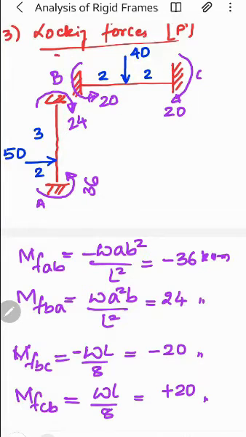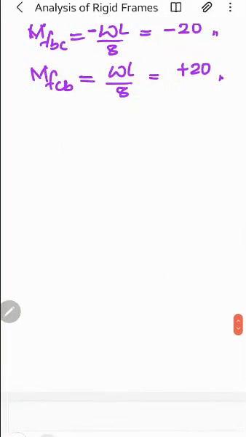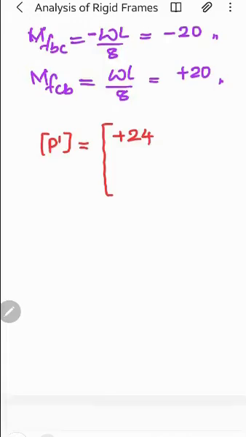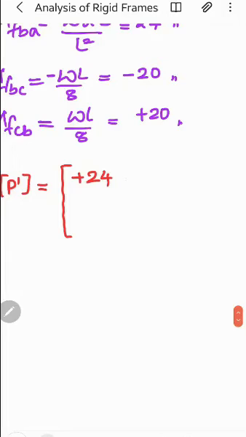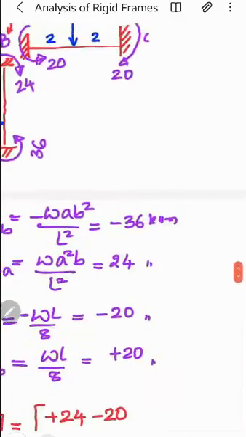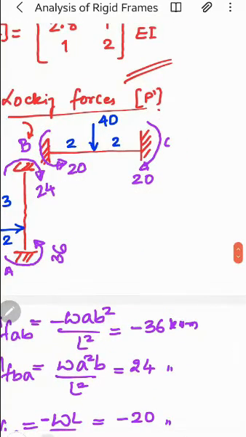This is clockwise, right? At 1, clockwise is at B. So at B, 24 is clockwise, 20 is anti-clockwise. So at B, the locking forces will be P dash, matrix P dash is equal to, at B, you have plus 24 and anti-clockwise 20, minus 20. So minus 20.